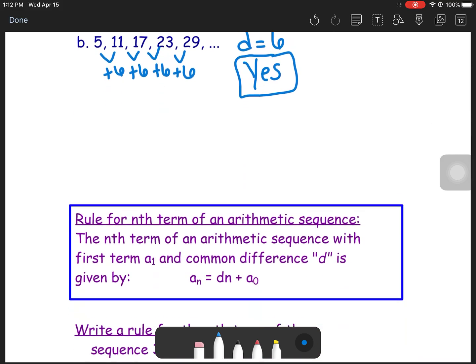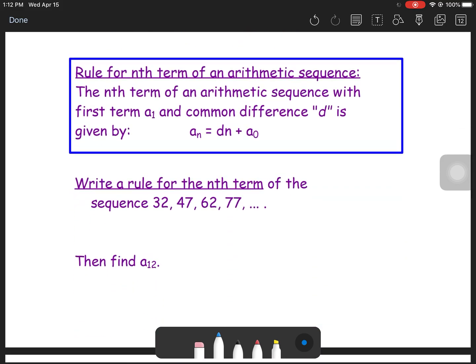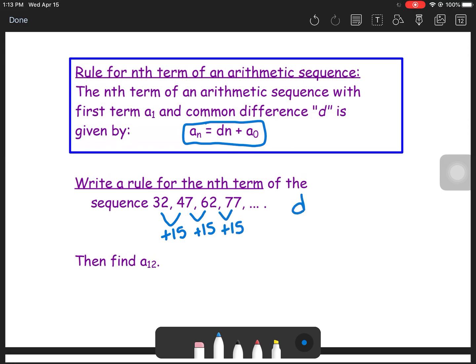So arithmetic, adding. The rule for the arithmetic sequence is that we take the difference times whatever term we're on, which is n, plus the a sub 0 term. So writing a rule for this sequence, we know that going from 32 to 47, we're adding 15. From 47 to 62, we're adding 15. From 62 to 77, we're adding 15. So we know that our difference is 15.